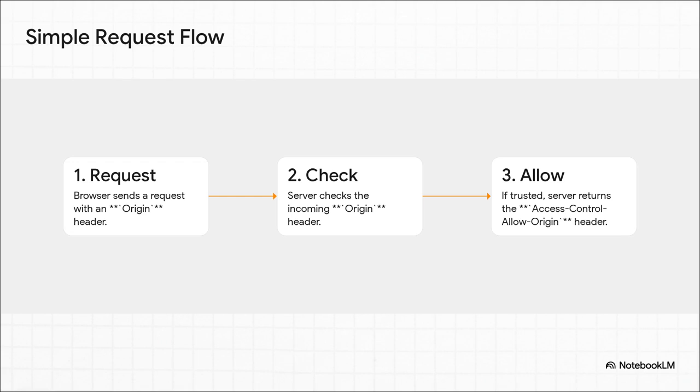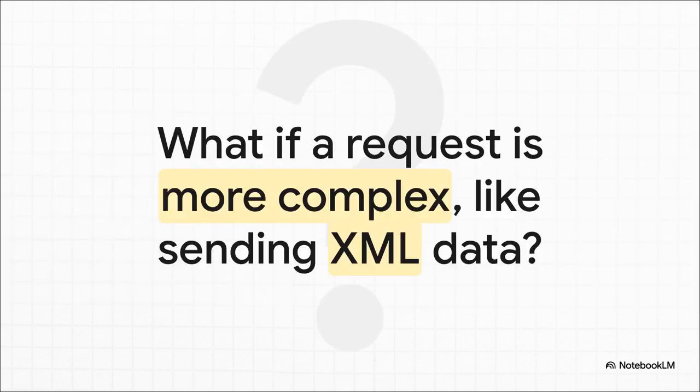Once the browser sees that stamp, it lets the data through to your script. Simple as that. Okay, that works for the basics, but let's be real. Modern apps are way more complex. What happens if you need to send nicely formatted JSON data? Or what if you need to use a custom authentication header? These are considered more risky, and they require an extra layer of security.